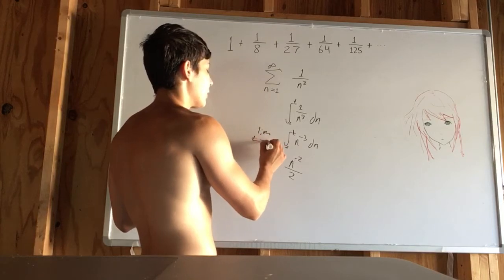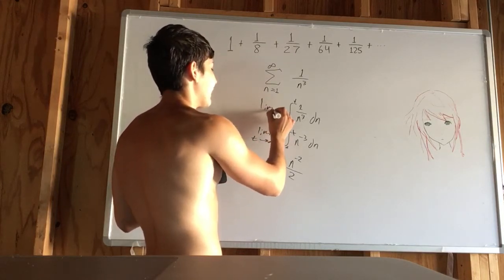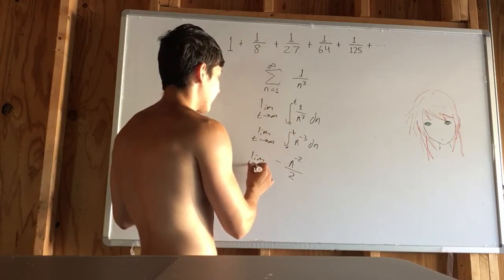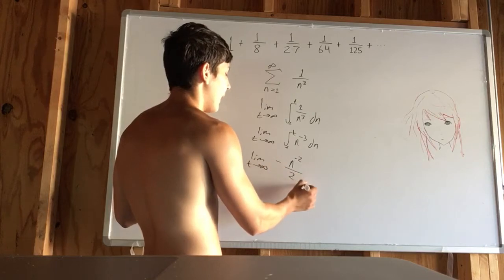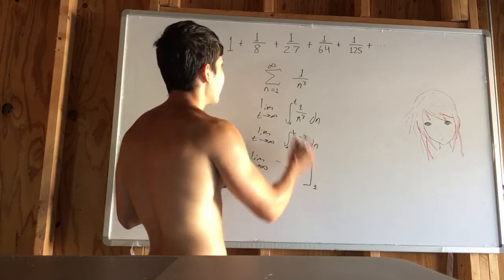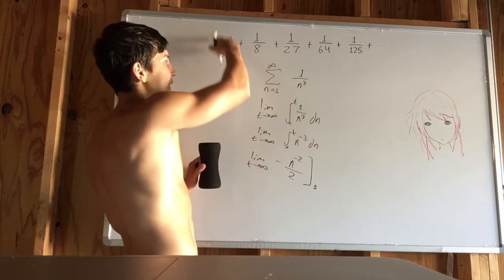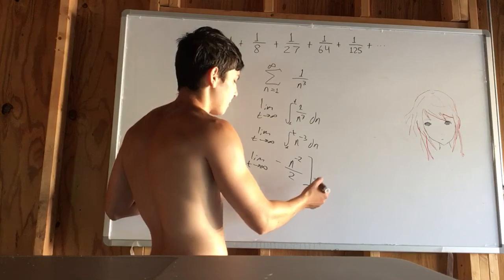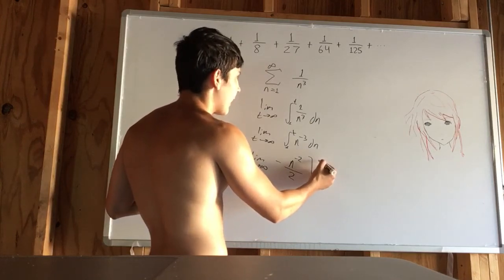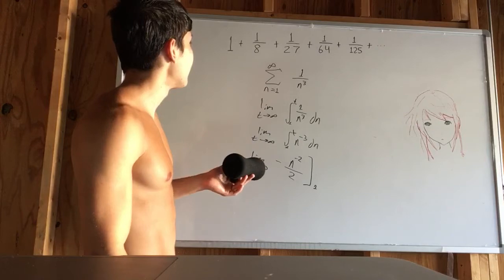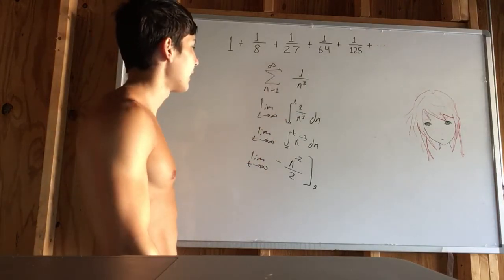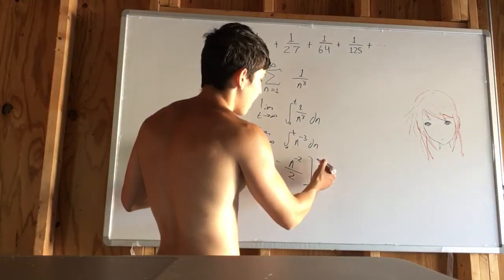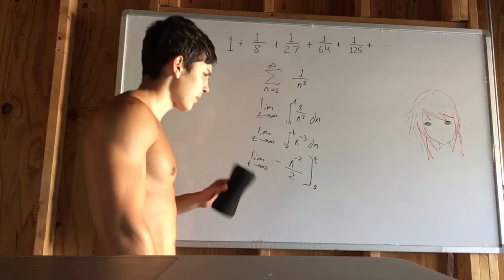Limit as t approaches infinity. And this is being evaluated from 1, which we got from knowing that this started with 1, so we knew that we had to start our series at 1 in order to make it work. I mean, we could have started it differently, but this is just the simplest way. And this goes to t.